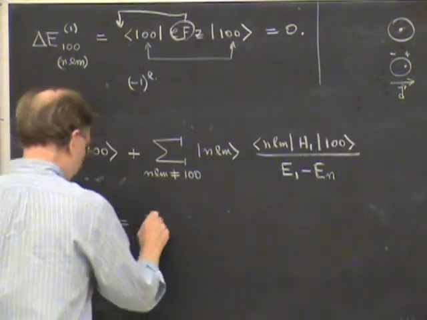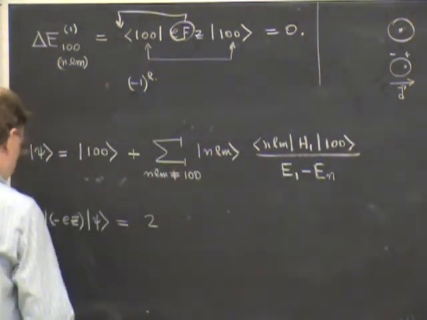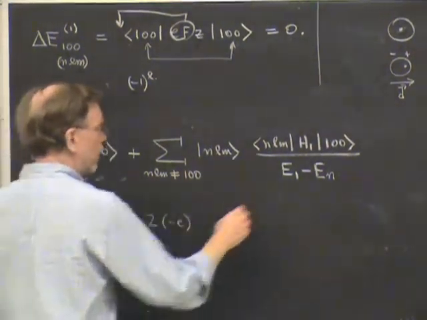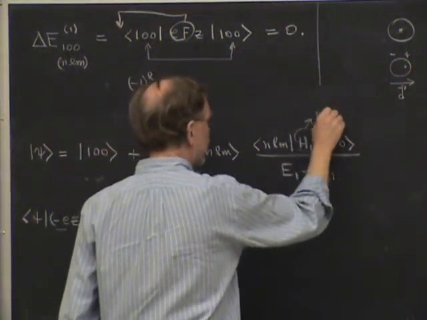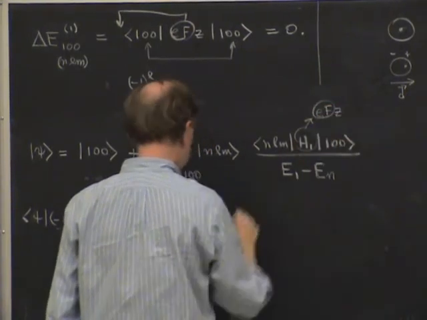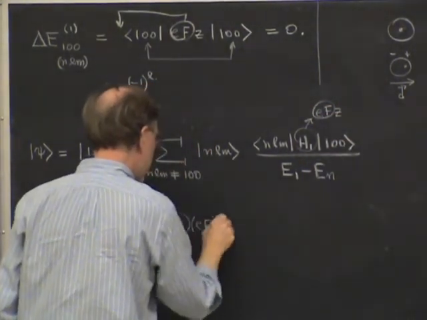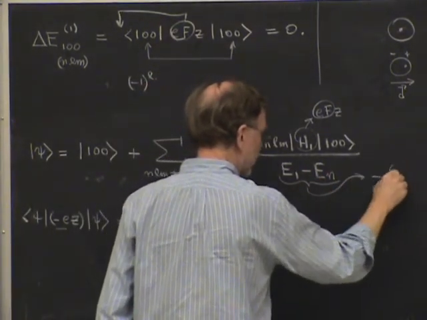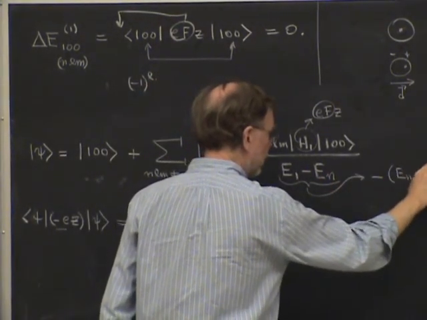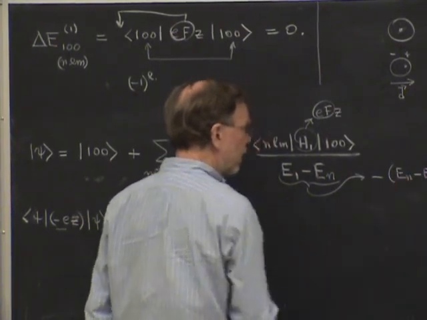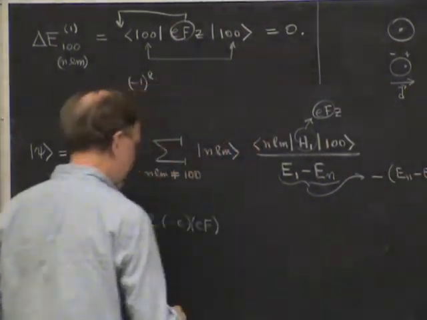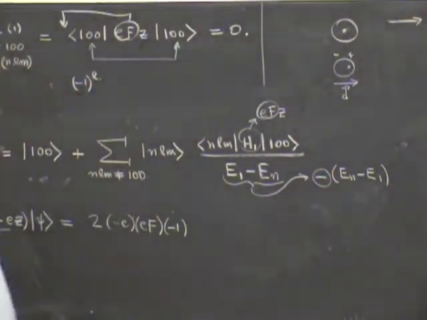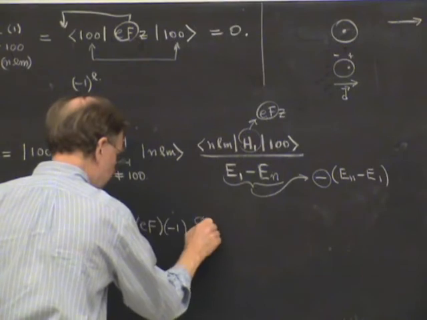So the result is there's a factor of 2 because of the two cross terms. There's a factor of minus e from this constant here. From H1, which is equal to eFz, there's a factor of eF, which I'll take off. That's another constant. As far as E1 minus En is concerned, let me write this as minus (En minus E1), because the energies are increasing functions of n, that way I'll have a positive denominator. So let me take off the minus 1 that comes from there. And then what's left over, let me call it S, which is a sum.